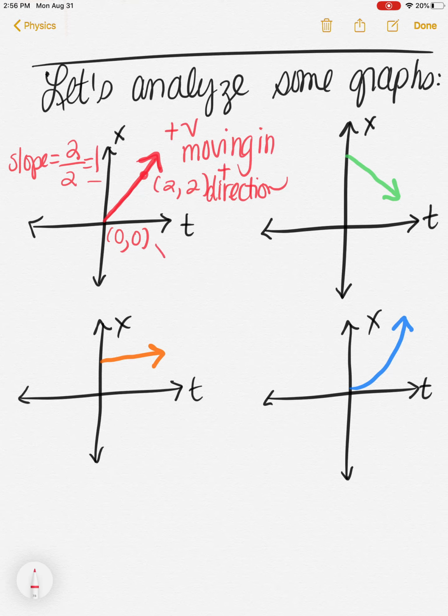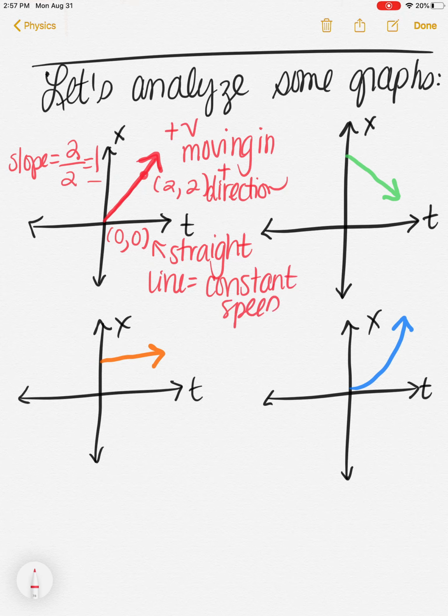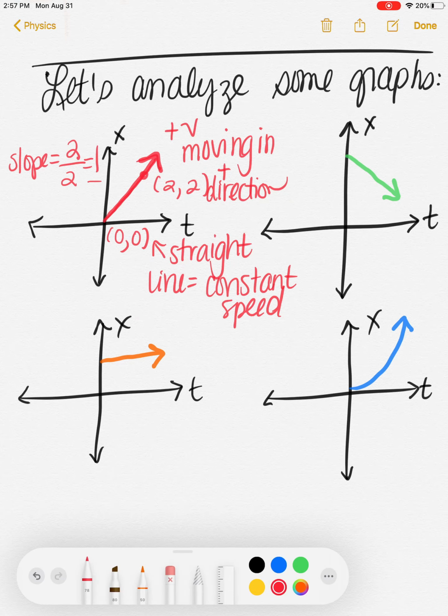And the other thing that we can say is, since it is a straight line, the slope is constant, so that means that you are at constant speed. Okay, so that graph right there is moving at a constant speed, because you do have a line with a slope, but it is at a constant speed because it's straight.